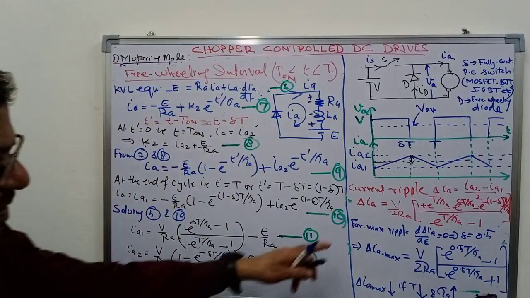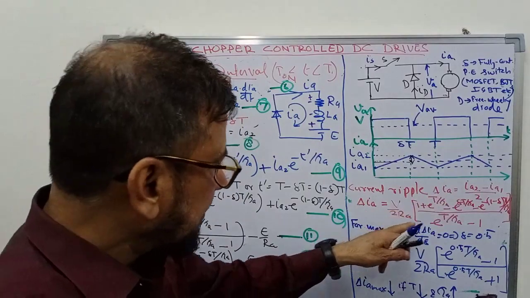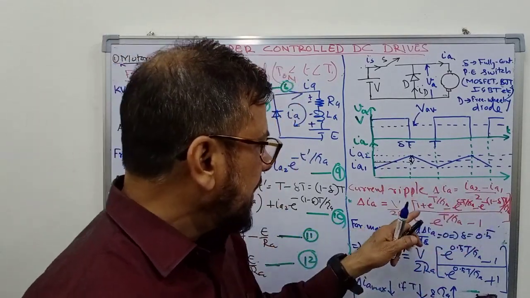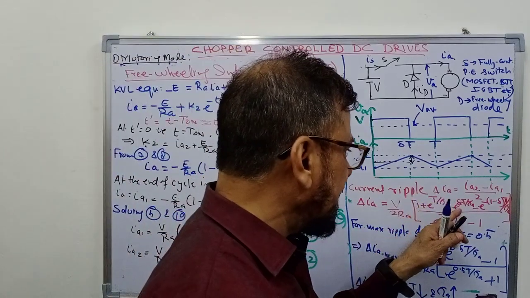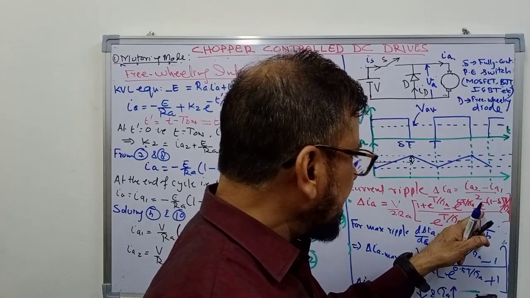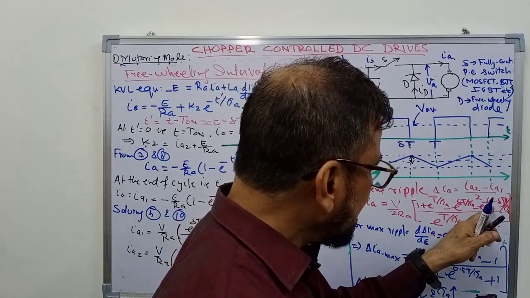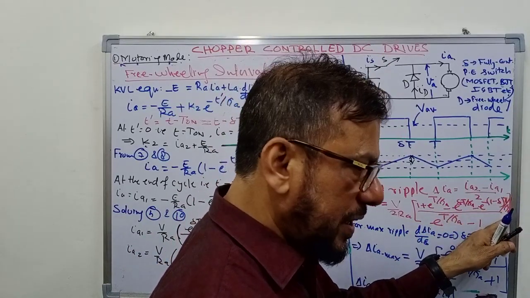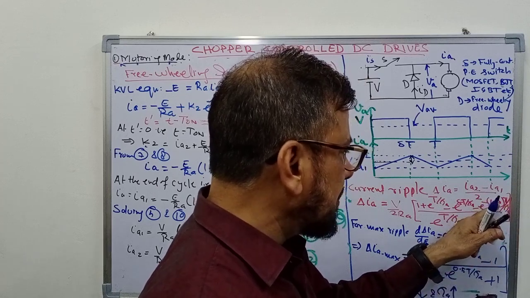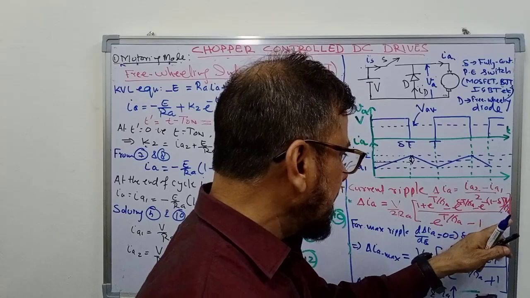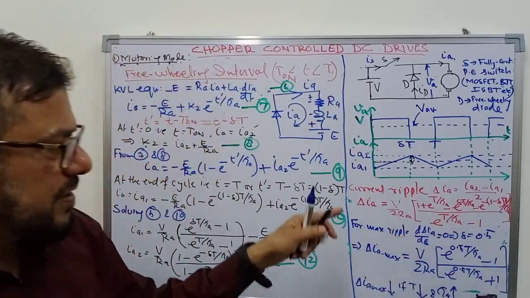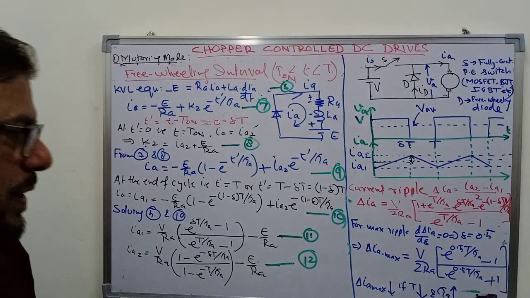So you can write the expression of this. Just put the values of Ia1 and Ia2, you get this expression: V upon Ra, (1 plus e to the power t upon tau A minus e to the power delta t upon tau A minus e to the power minus (1 minus delta) t upon tau A). It is not very clear. It is (1 minus e to the power delta t upon tau A) upon (e to the power t upon tau A minus 1). So this is the expression for the current ripple.